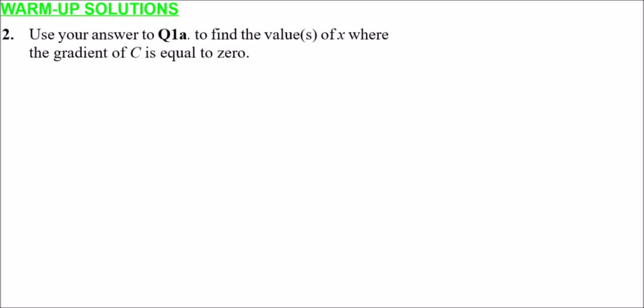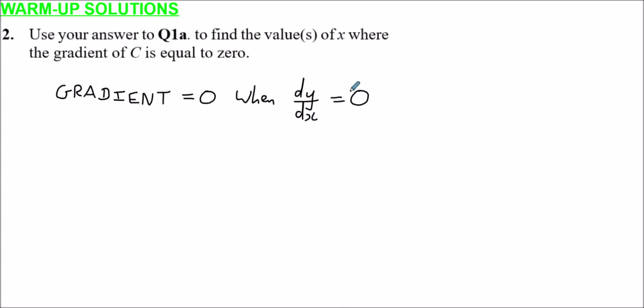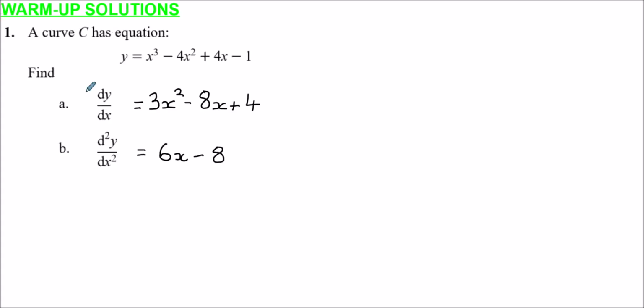Question 2. Using our answer to question 1 part A, find the values of x where the gradient of C is equal to 0. What we can realize from this is that the gradient is going to equal 0 when the gradient function is equal to 0. So the gradient is going to be 0 when dy by dx equals 0. Hopefully that's quite obvious. So now, if we just go back to question 1a and remind ourselves what dy by dx was, it was this. So we can set this equal to 0 and solve.